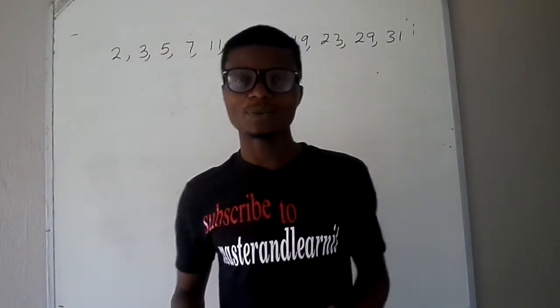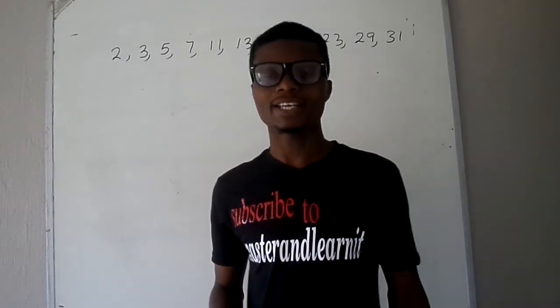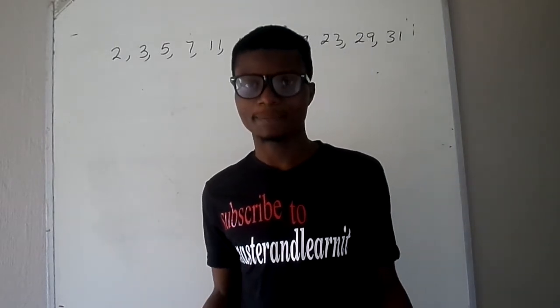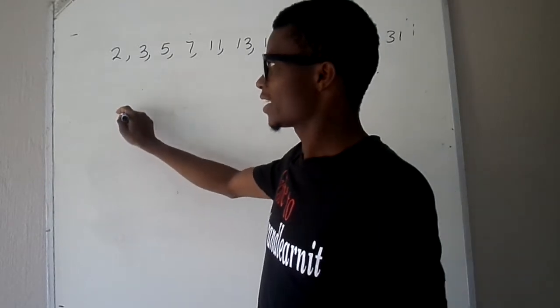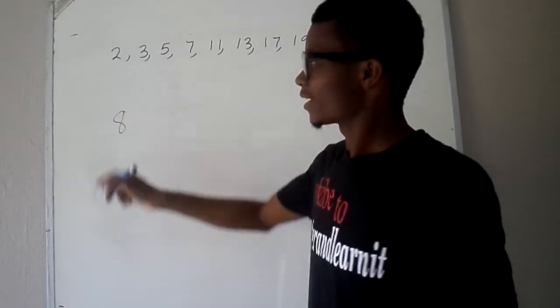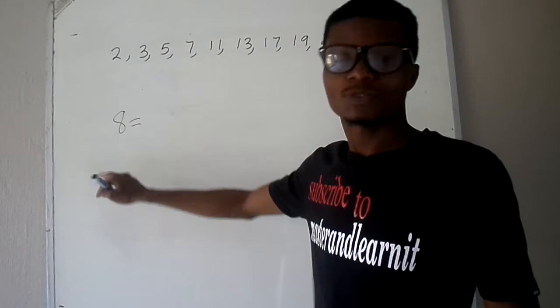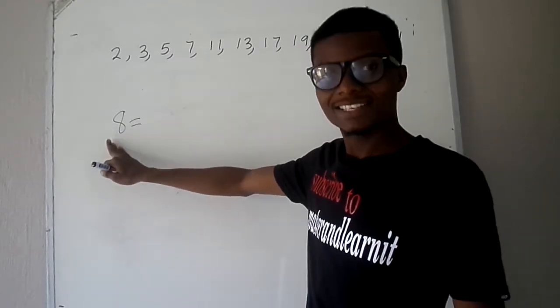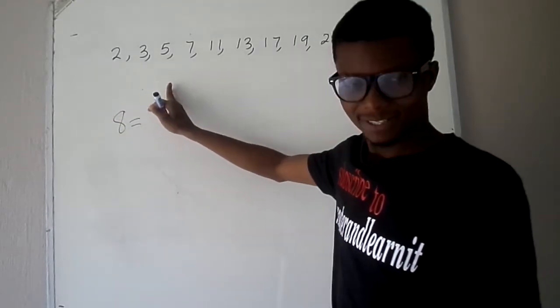We should know that we can write any number as a product of its prime factors. For example, I can write 8 as a product of its prime factors. What does that mean? I'm going to write 8 in terms of prime numbers.